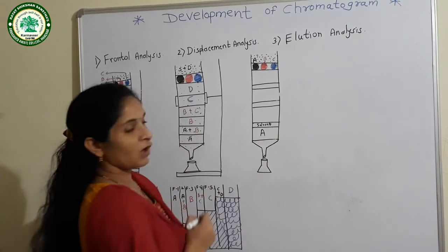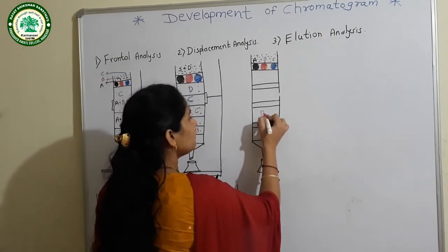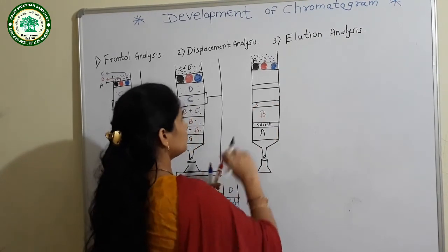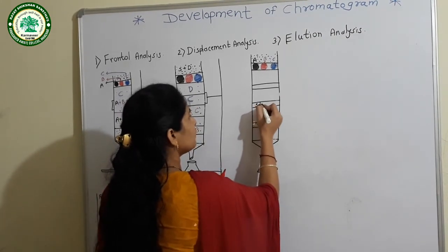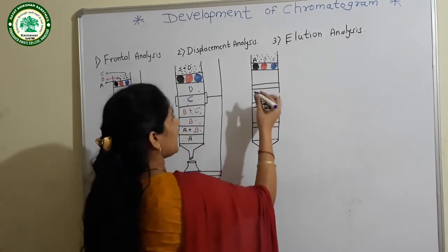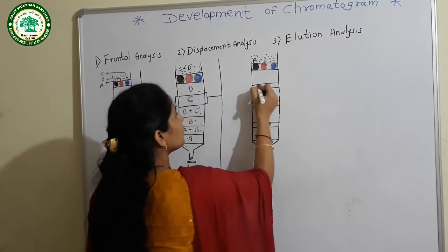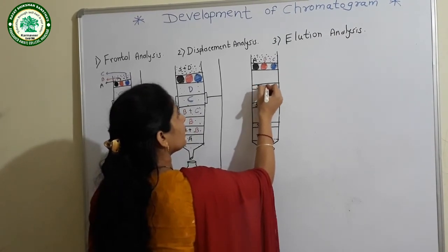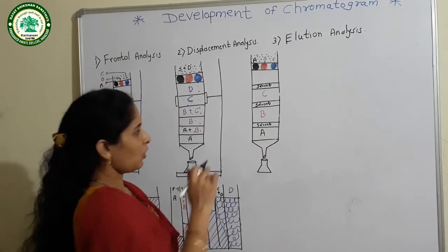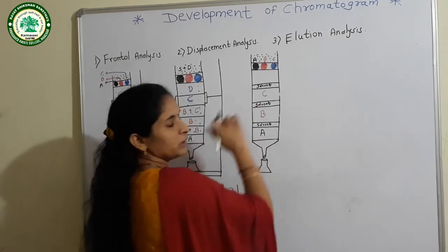Now see here, second after that we get a solvent. After elution of component A, solvent will be eluted. Then component B is eluted. Again solvent will be eluted. After that C component is eluted, again solvent will be eluted. Now after separation of each component, solvent is also eluted.